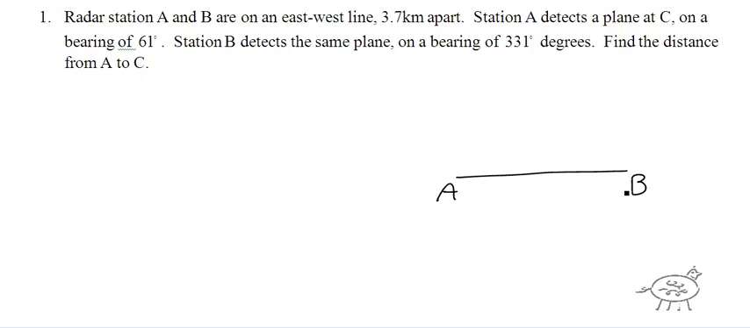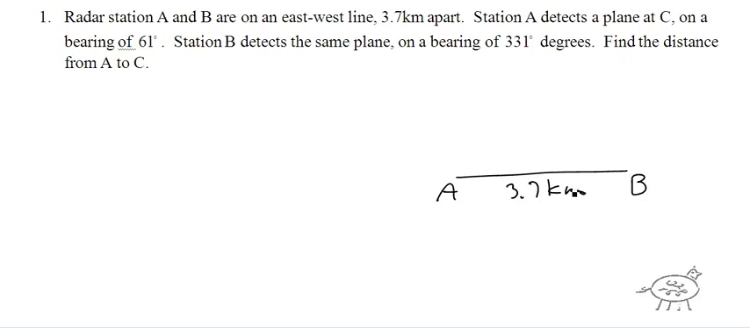And what happens is sometimes you draw it and then you realize after you do it that you drew it in the wrong order. Okay, then you have to go back and fix it. But I'm just going to draw it in this order. Okay, so A and B are an east-west line, 3.7 kilometers apart, however you want to call it there.